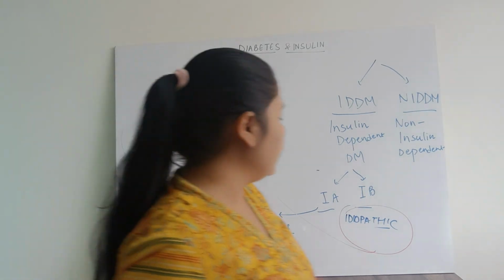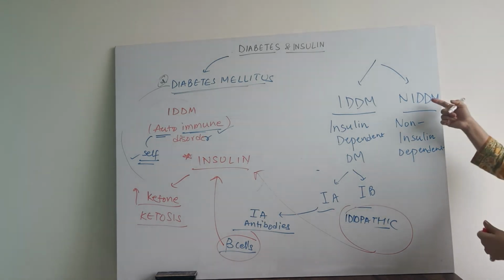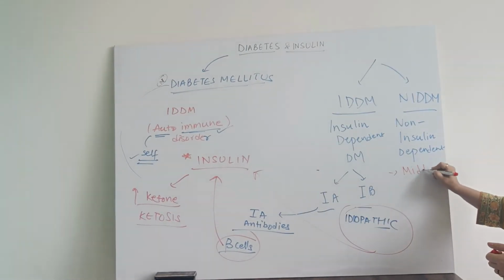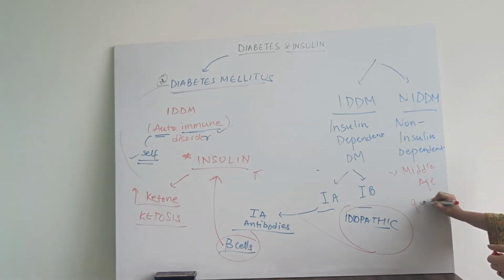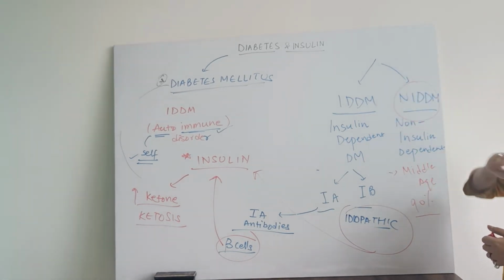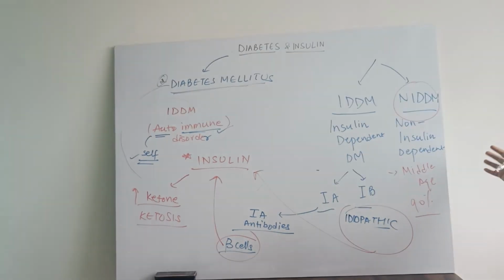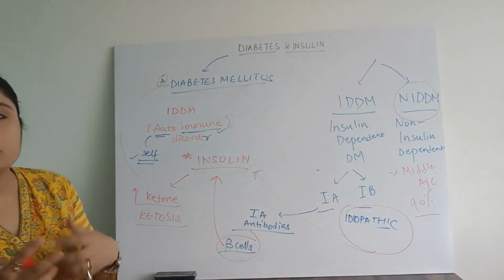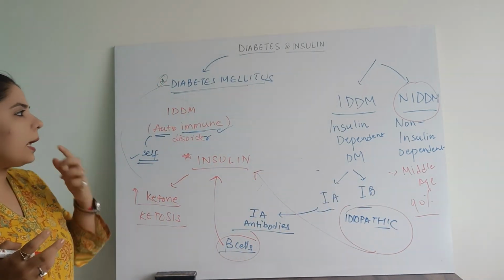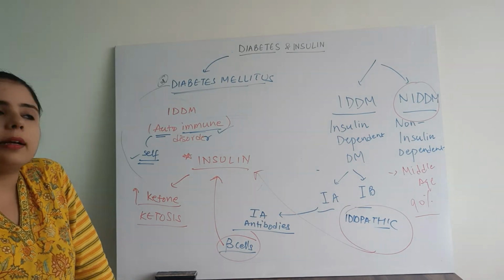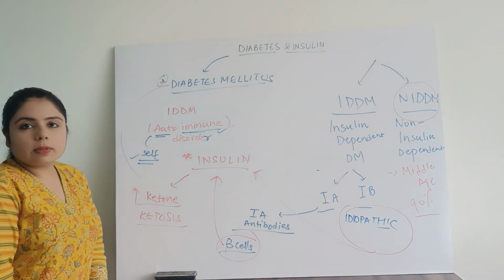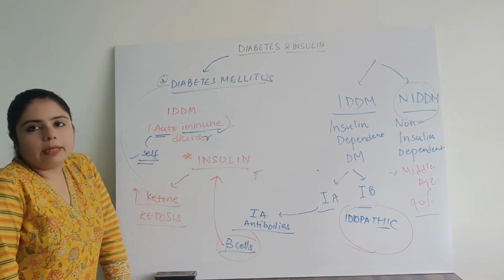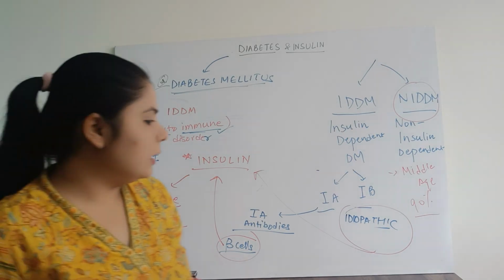In case of NIDDM, there is no antibody found. NIDDM is mostly seen in people who are above middle age, right? More than 90% of people suffer from NIDDM, not from IDDM. And this is a genetic condition, a genetic predisposition. So people who have a genetic history of diabetes mellitus suffer from NIDDM, that is non-insulin dependent diabetes mellitus. So let's discuss that a little briefly.